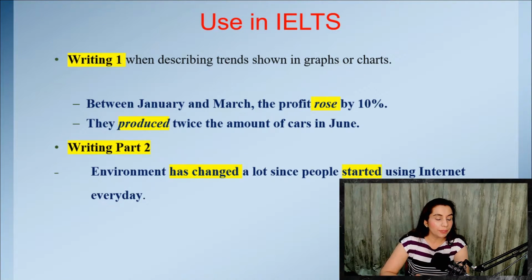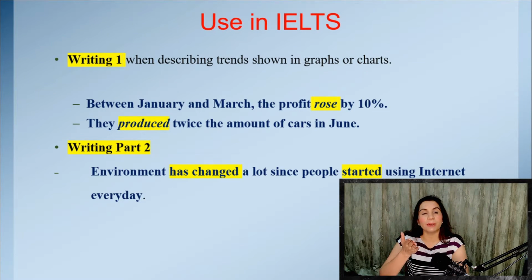Now let's see an example. Before January and March, the profit rose by 10%. So here the graph may have been given for the years less than 2020, and we have to show the trend that the profit rose by 10% in January and March.